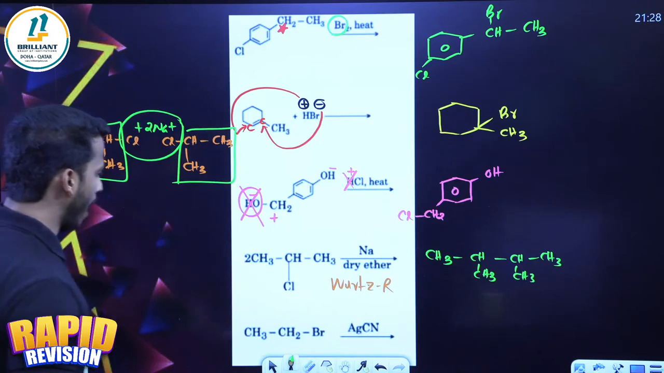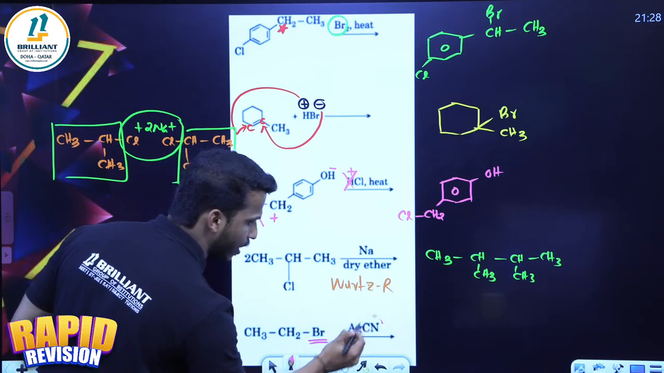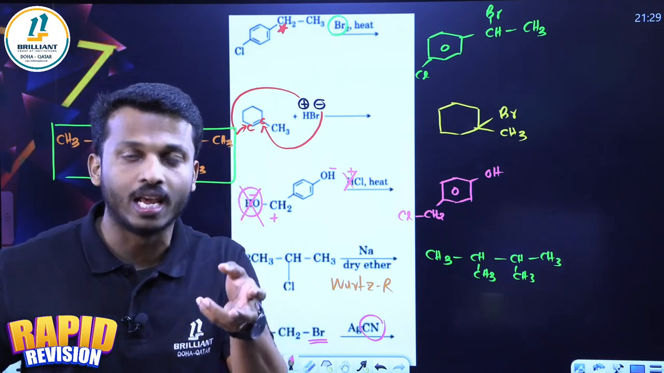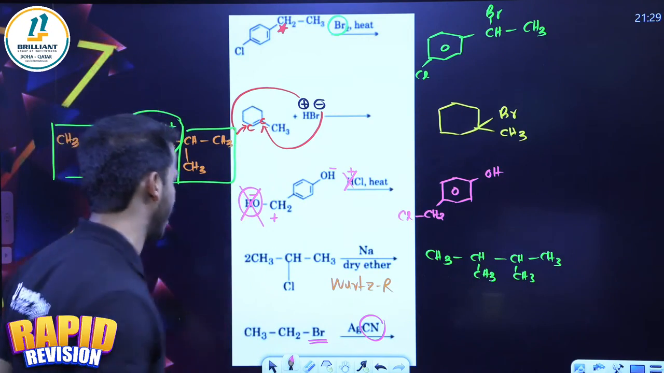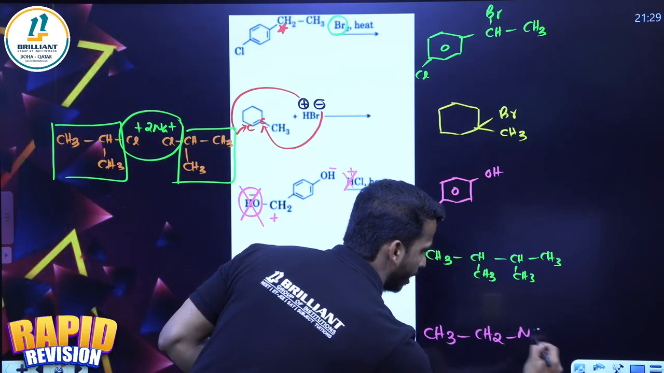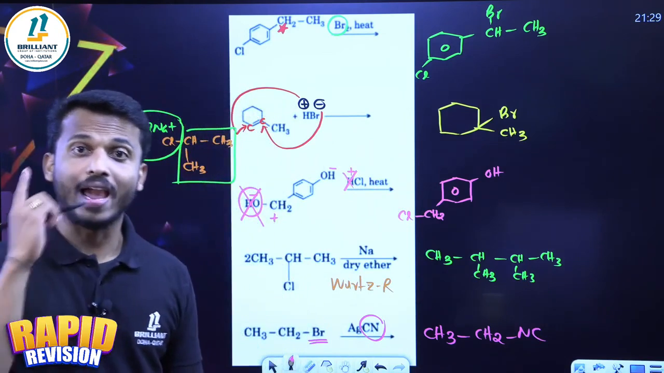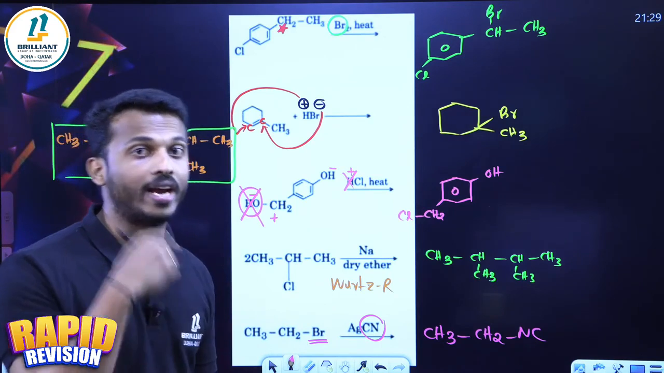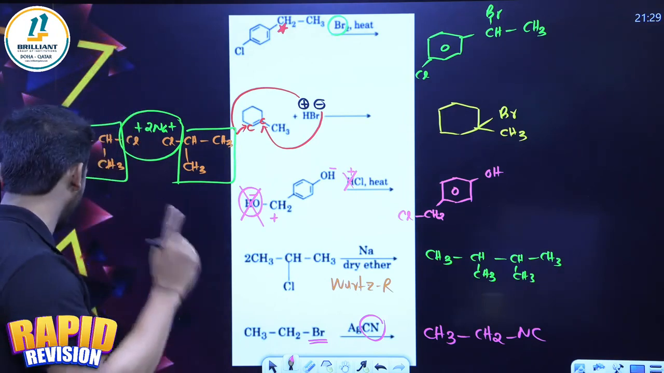Good. And what is the last one? What happens when a haloalkane is treated with AgCN? When you treat a haloalkane with KCN, you get cyanide. With AgCN, you get isocyanide. Remember, the product is CH3CH2NC. Remember KNO2 and AgNO2 also: KNO2 gives you ONO, nitrite, and AgNO2 gives you NO2, nitro. Remember this carefully.